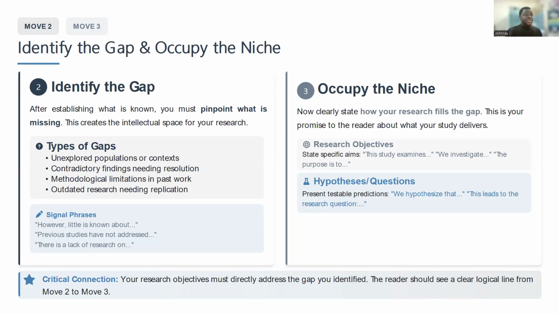Then occupying the niche is where we say that you now bring what you want to do. You fill in the gap. If we have found the gap, what do you have to do? So you now fill in your gap. You fill in what you want to do. Yes. So now you are giving a promise to the people that, yes, I've seen this problem. I've seen this thing missing.